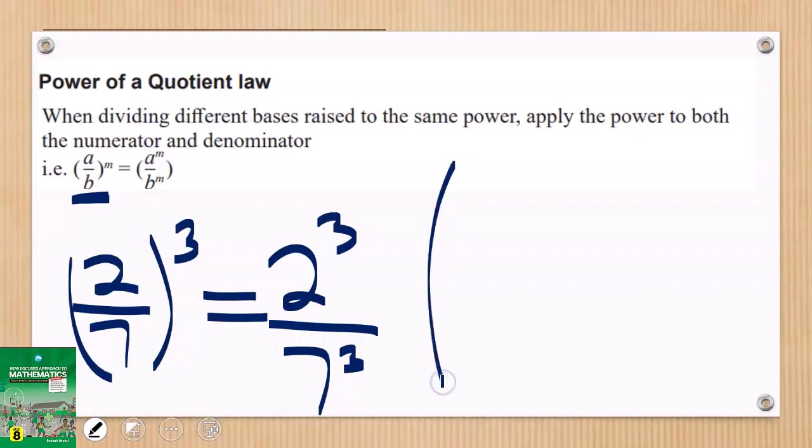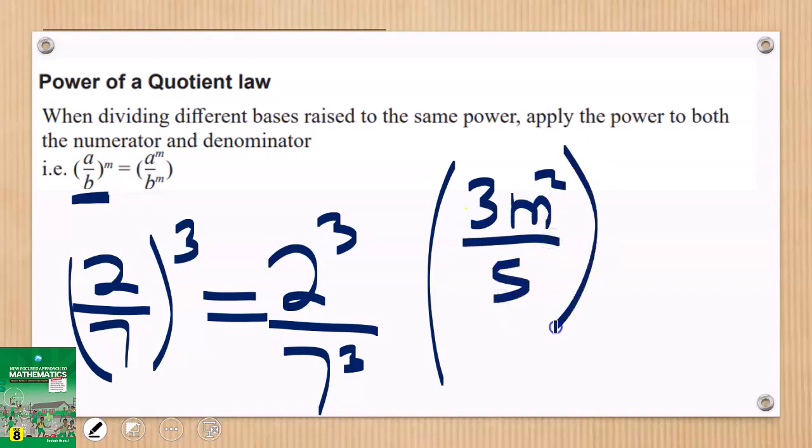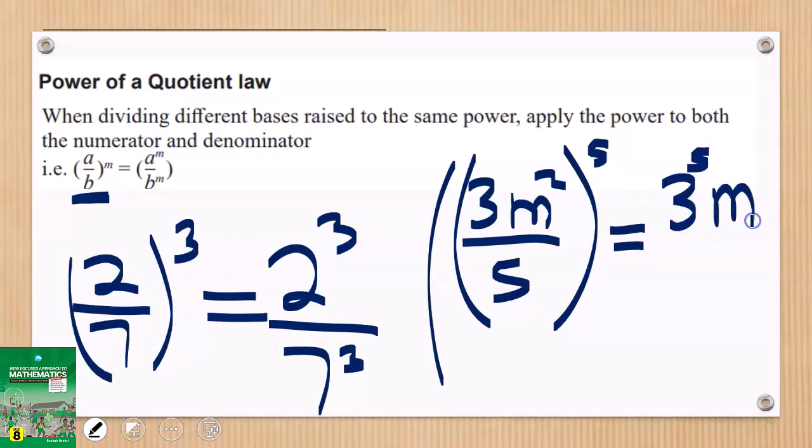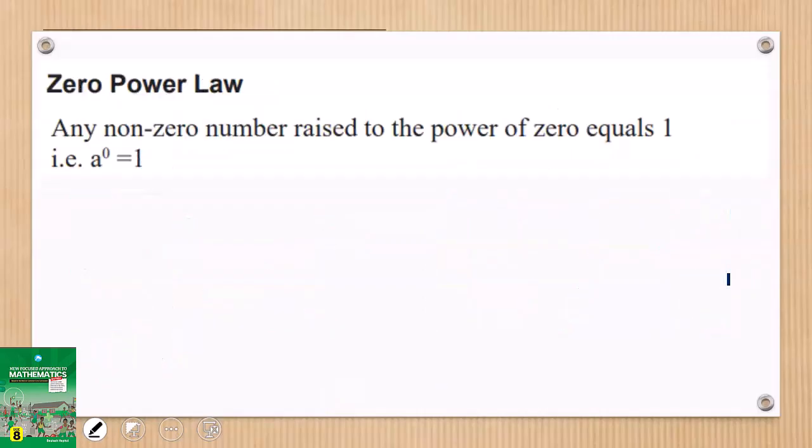Again, if I have a question like maybe 3m squared over, let's say, 5 all to the power, let's say 5 again, then I can have this one. 3 can take care of the 5. 3 will have an exponent of 5. m will have an exponent of 10 because the 2 is there already. All divided by 5 also with an exponent of 5. Then we simplify it from there. Good. Let's take another one.